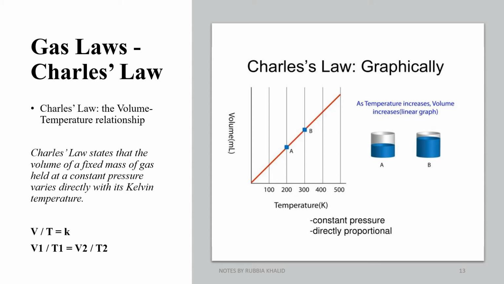So the equation for Charles' law is V1 over T1 equals V2 over T2. V1 is the volume 1 and T1 is the temperature 1. V2 is volume 2 and T2 is temperature 2.